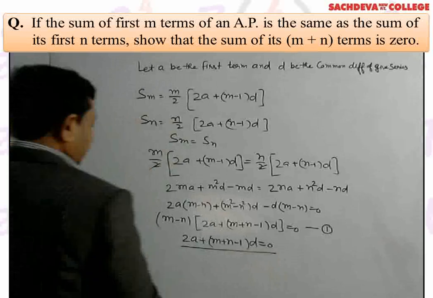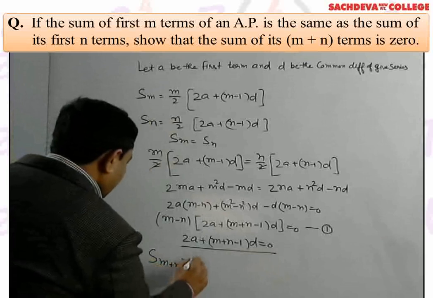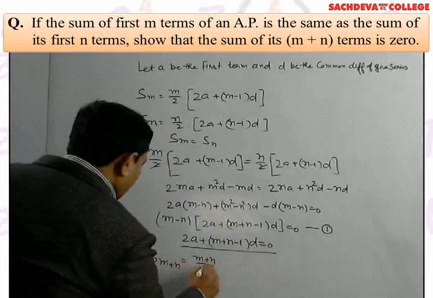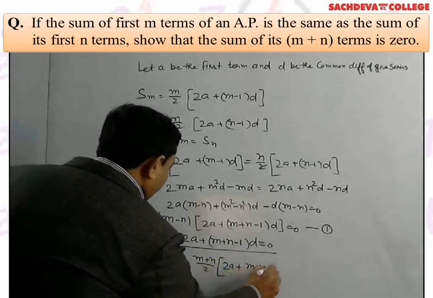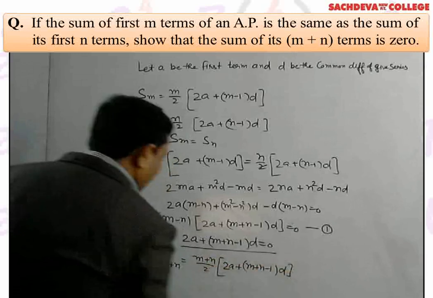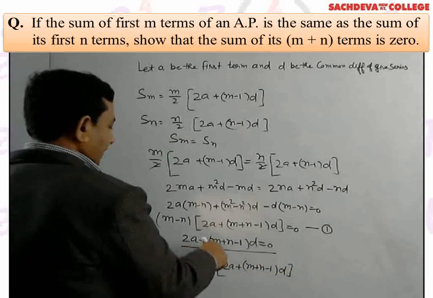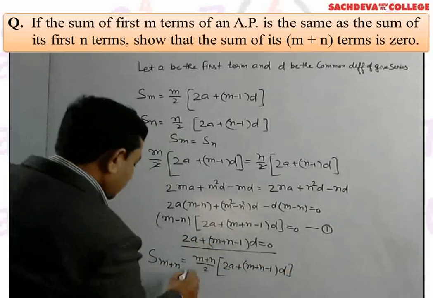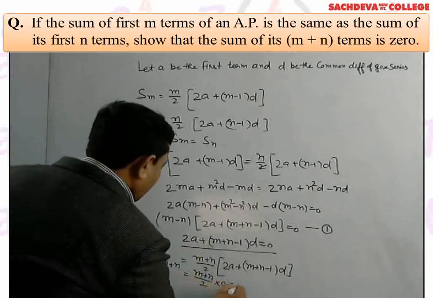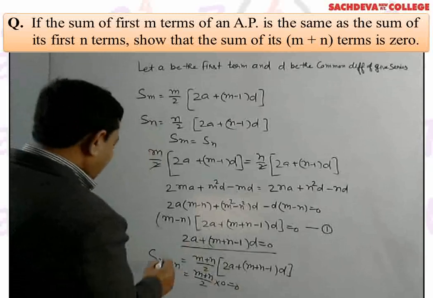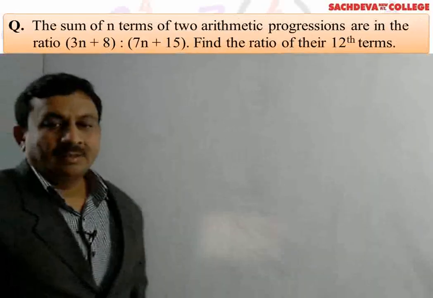But we want to find here sum of m plus n term, so S of m plus n will be equal to m plus n by 2 into 2a plus m plus n minus 1 into d is sum of m plus n term. But value of 2a plus m plus n minus 1 into d is 0. So m plus n by 2 into 0 is equal to 0. It means sum of m plus n term is 0 here. Hence proved.